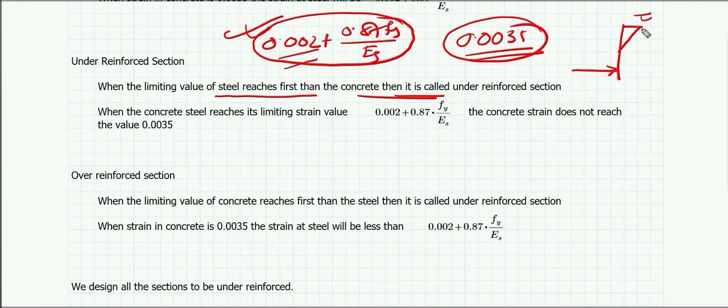Okay, but the concrete is not in the failing zone. It is well below the limiting value for collapse. That means concrete has not reached 0.0035; the strain in concrete is less than 0.0035, but the steel has already reached the value, or it has a value more than 0.002 plus 0.87 Fy by Es. In that case this kind of section is called under reinforced.